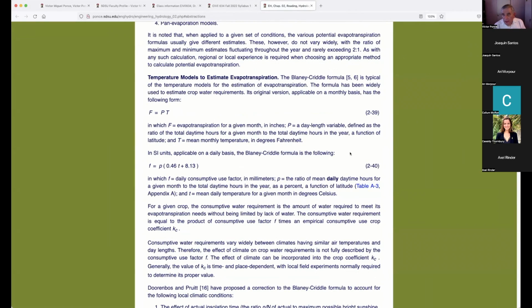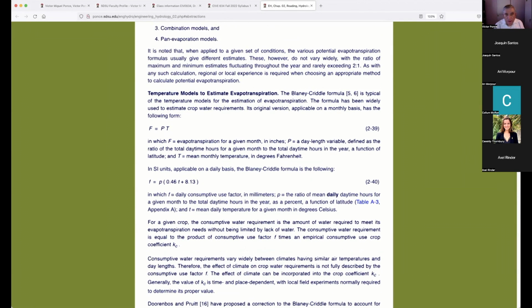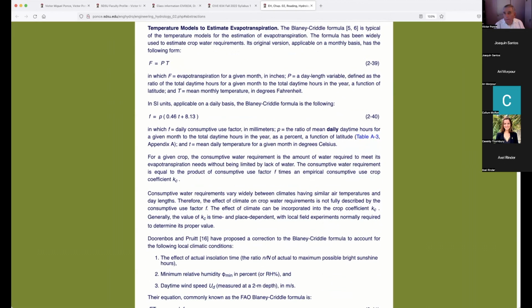As I said, we are going to be first looking at the temperature models to estimate evapotranspiration. And there are two classical temperature models. The first one is called the Blaney-Criddle formula, and the second one is the Thornthwaite formula.